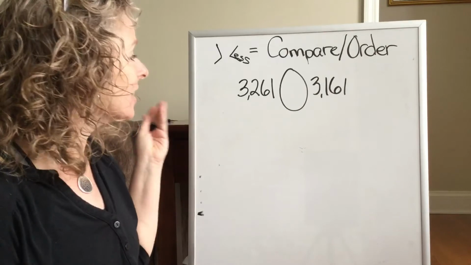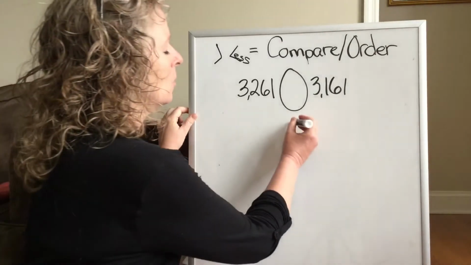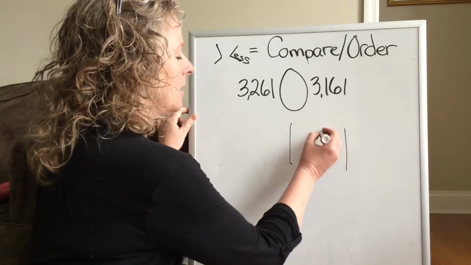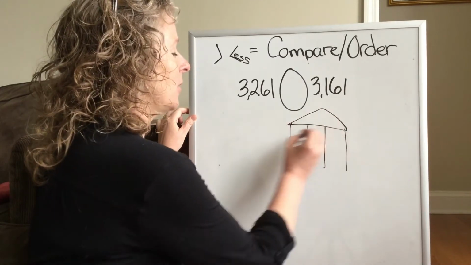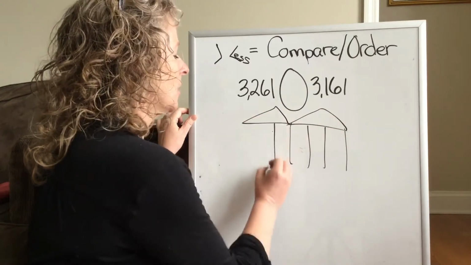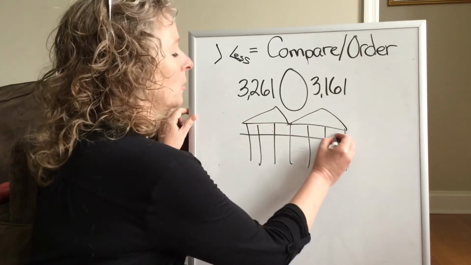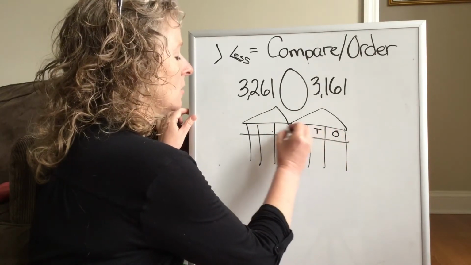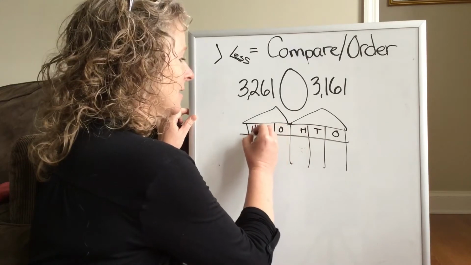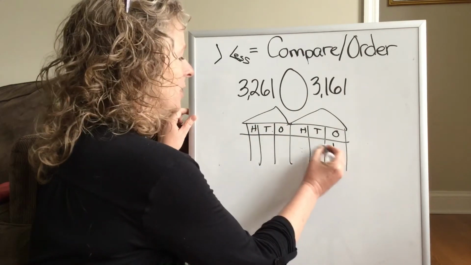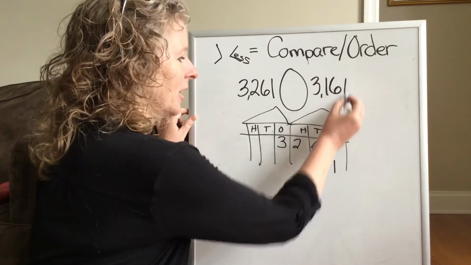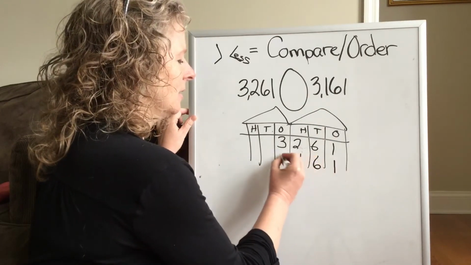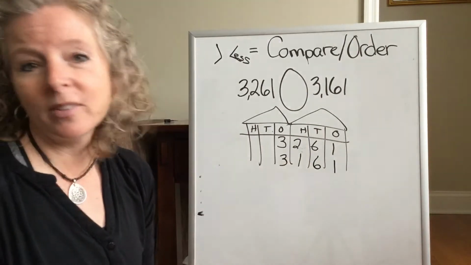So when we look at this, how do we compare numbers? We want to go ahead and make our houses. And I don't really care if you have the roofs or not, but I do want to make sure that you have the correct rooms. Ones, tens, hundreds, 1,000s, 10,000s, 100,000s, and then we fill in our numbers. I always start filling in from the ones place to make sure I don't skip anything.